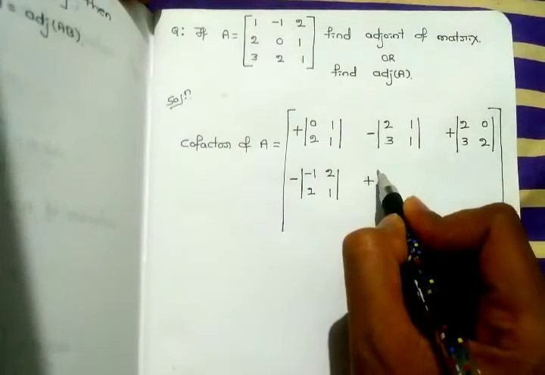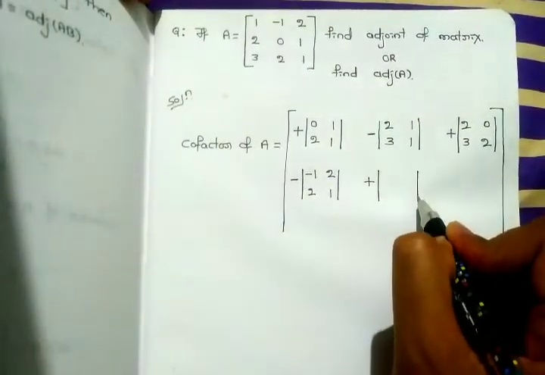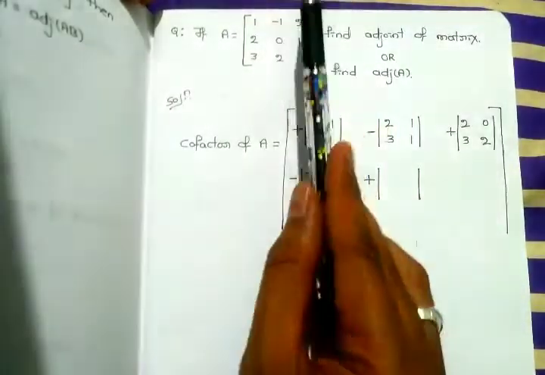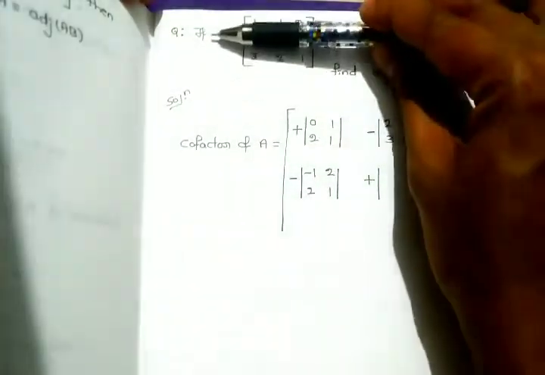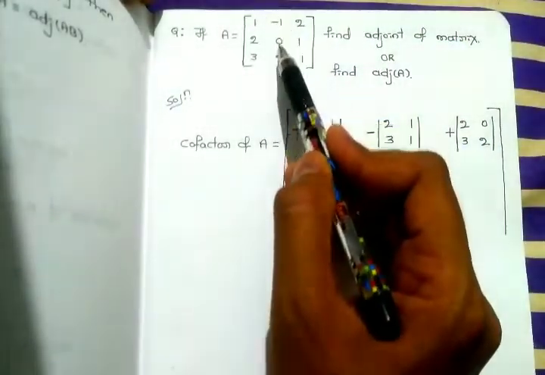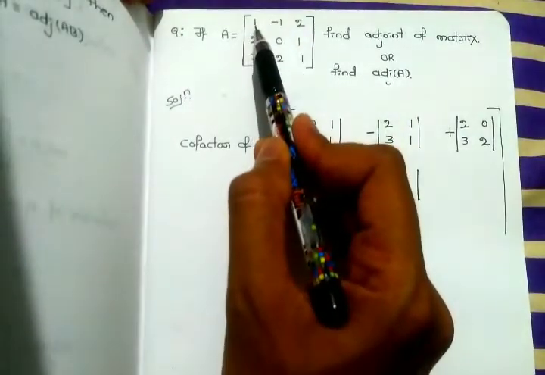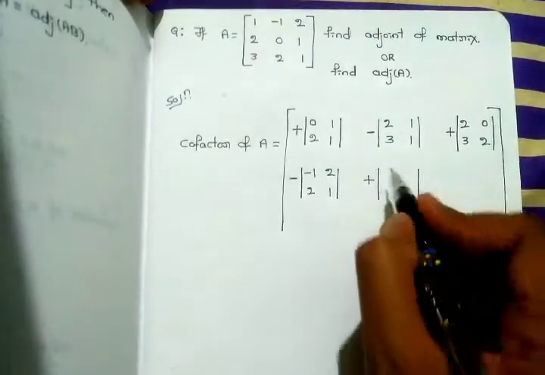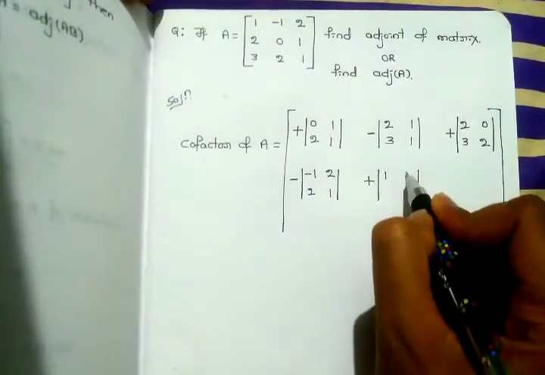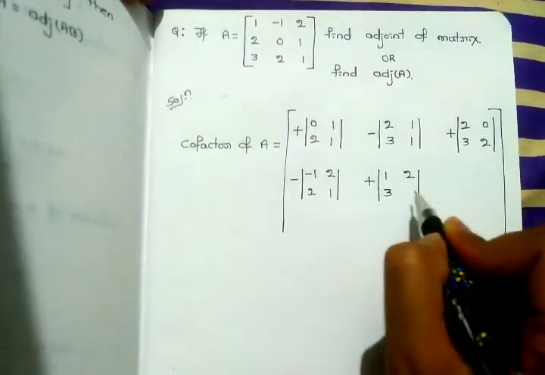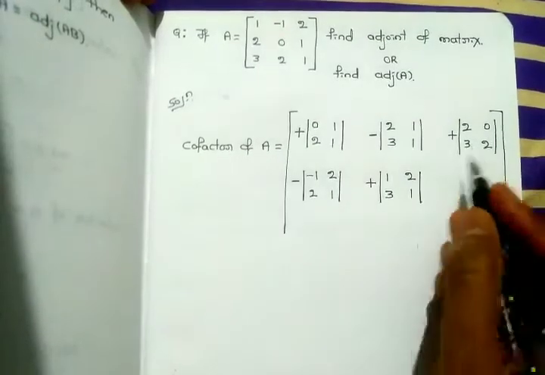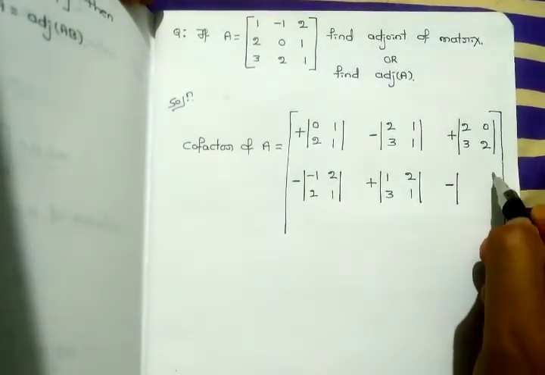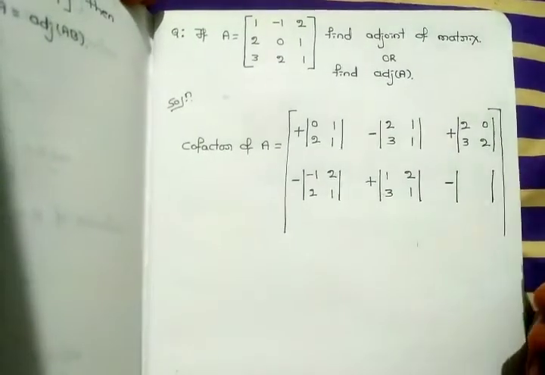So mention the plus sign outside. What is the next element here? The fifth element is 0. Delete that particular column and that particular row. If I delete that column and row, what is the remaining element? 1 2 3 1. So write here 1 2 3 1. So next sign minus. So keep the negative sign outside, then in second order.